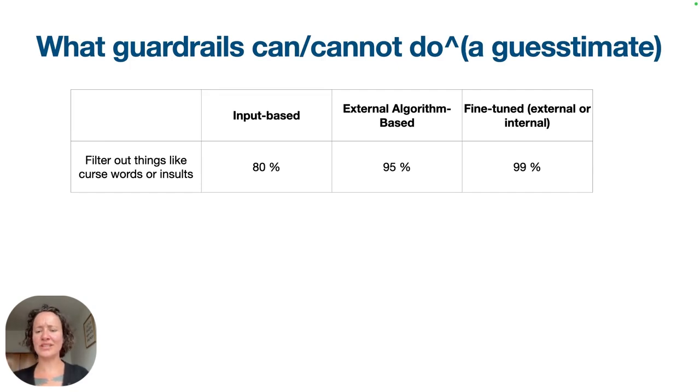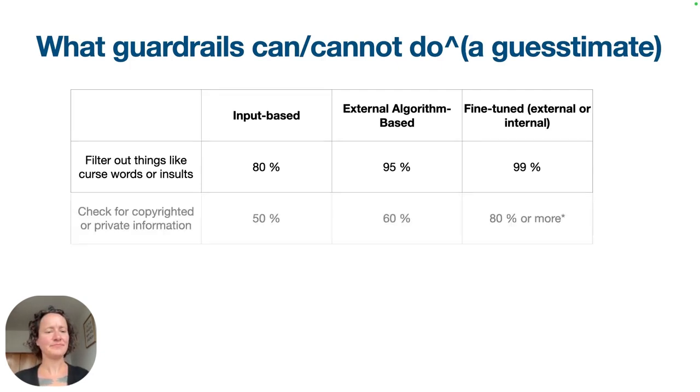So you're really taking the time to think about what you want to protect. Curse words and insults, let's be real, input-based can catch a lot, so software-based. Algorithm-based can catch even more, and if you fine-tune it, you're probably going to catch most of this, right? We're just going to leave 99% because there's always going to be some new insults that the kids are using and you haven't learned it yet, right?